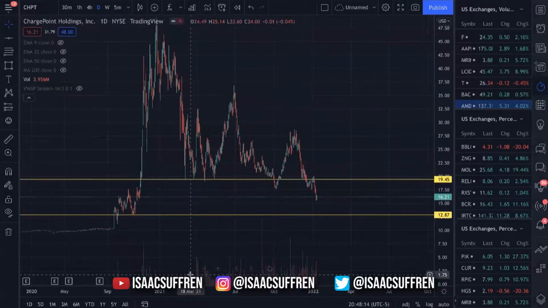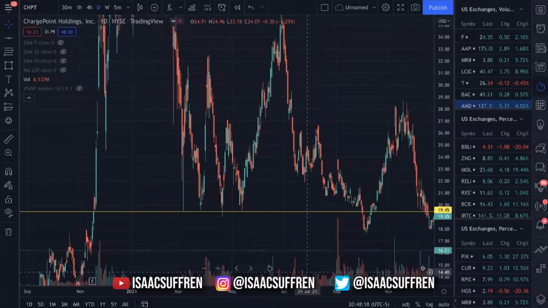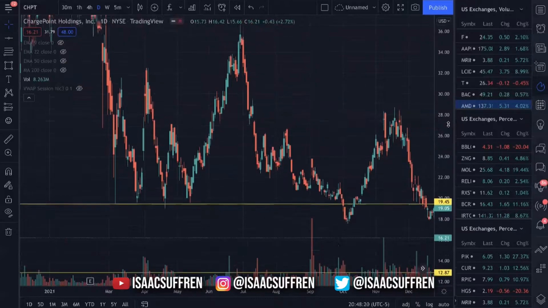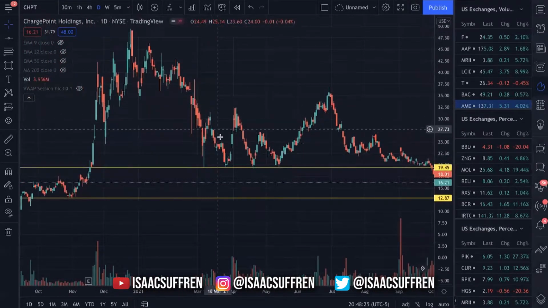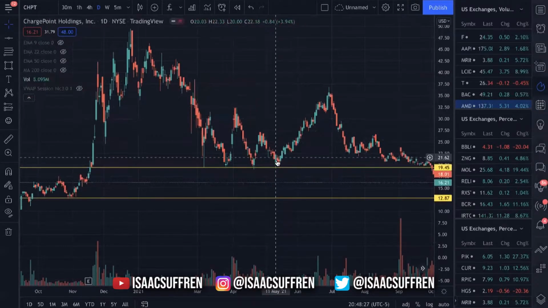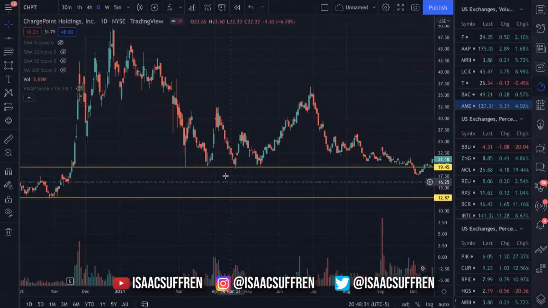So let's zoom in a little bit. How did we get these levels? As you can see, we had 4 bounces off this level. We had a bounce right here, we had another bounce. We had 4 bounces at 1945. This was a solid support level. As you can see, the price had trouble going under. Every time the price tried to go under, the buyers stepped in and said, no, we're not letting the price go any lower than this.